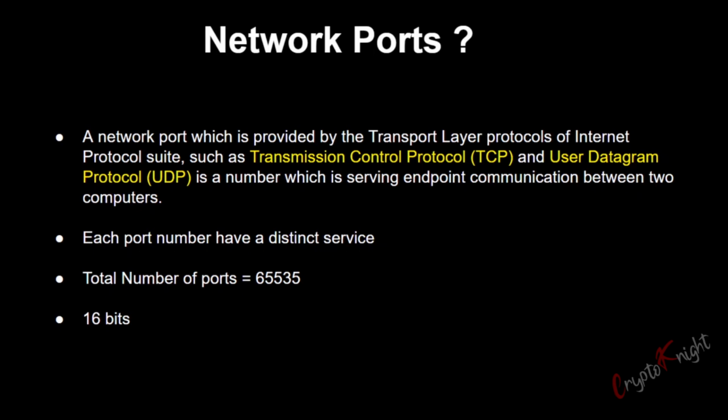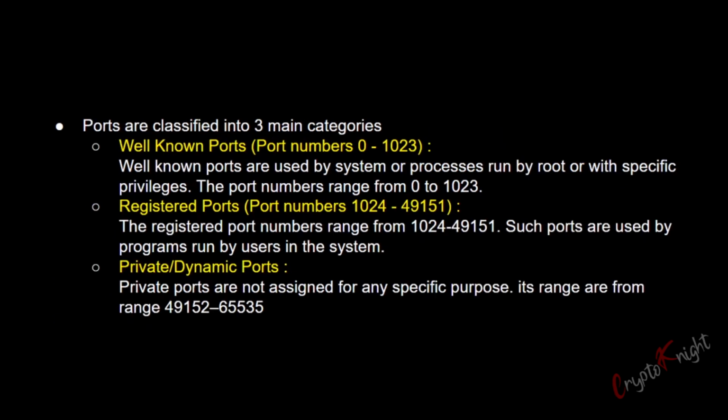Port numbers are 16-bit, and like hardware ports such as the USB port, each network port has its own function. So for example, port number 80 will have a particular service running. Port number 81 will have a particular service running. At a time, no two services can run on a single port. So ports are classified into three main categories. First is well-known ports, second is registered ports, and third is private or dynamic ports.